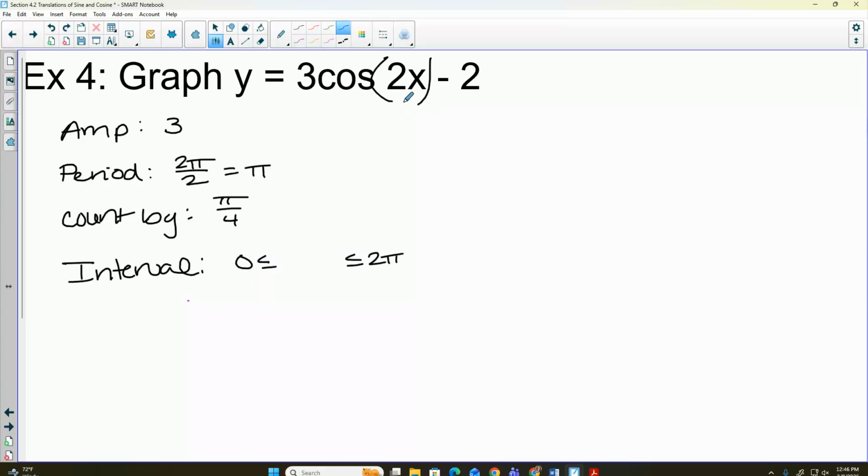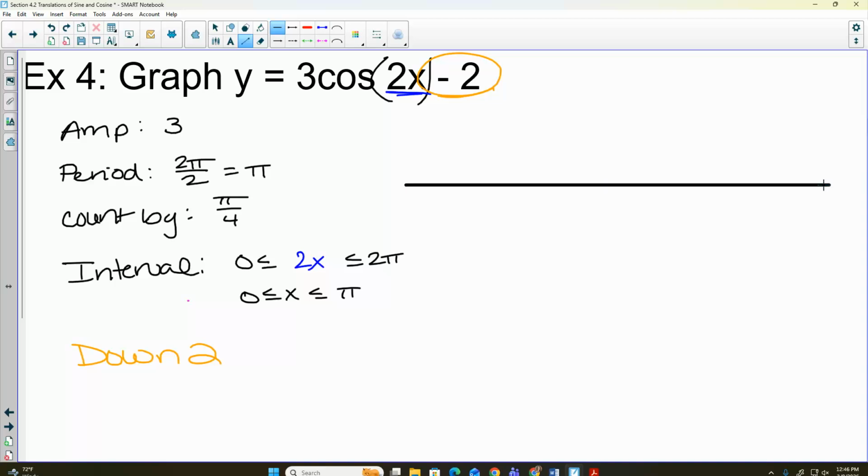What's my angle? 2x. And so when I divide, it just tells me my problem will start at 0 and end at pi. So there was no left or right, but it certainly doesn't hurt to list the interval out. However, if you're not moving left and right, I'm not going to require you to list the interval. The final thing, what would a minus 2 on the end do? Down 2. Okay.